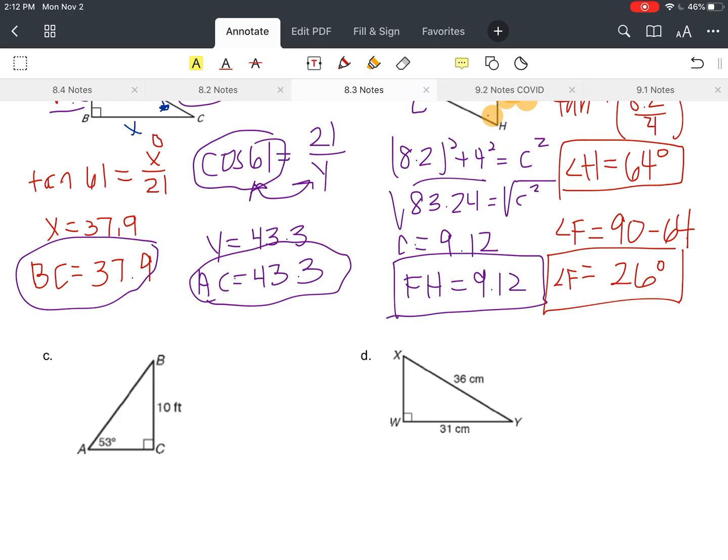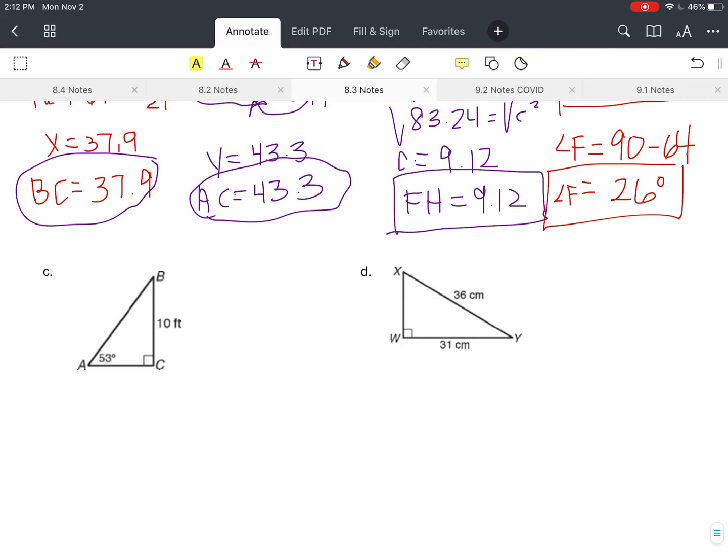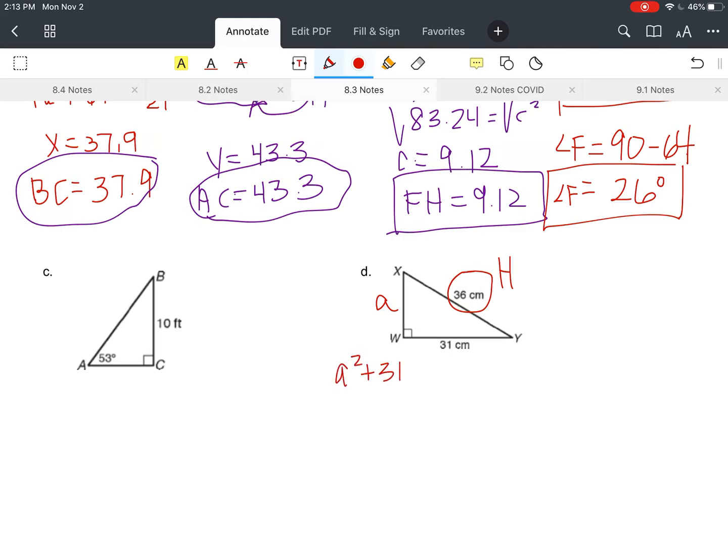Letter C is a lot like letter A, and letter D is a lot like letter B in that sometimes you're using Pythagorean theorem. Just be careful in letter D. Actually, let me just go ahead and do letter D. So in letter D, they told you that 36 is the hypotenuse. This is your hypotenuse. So to find XW, that would either be your A or your B. So I can say A squared plus 31 squared equals 36 squared. Remember, we would have to subtract 31 squared from both sides. 36 squared minus 31 squared is 335. So A squared equals 335.